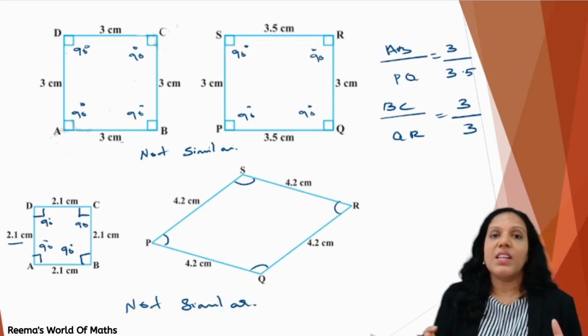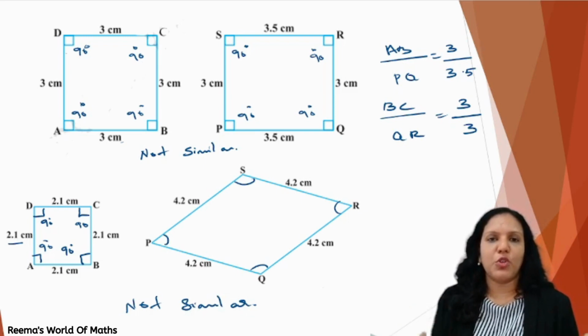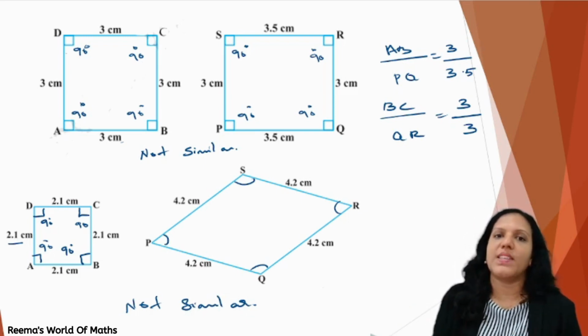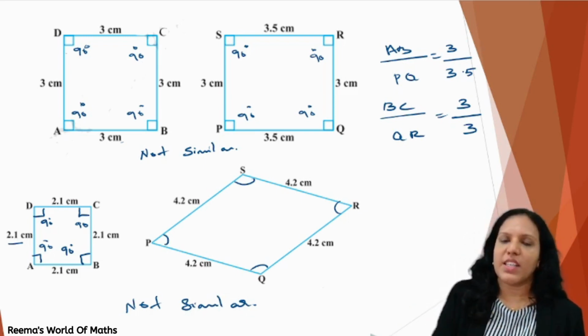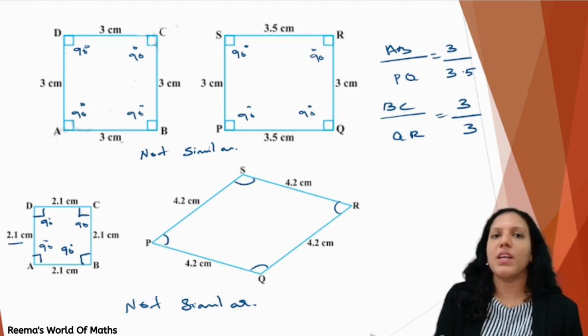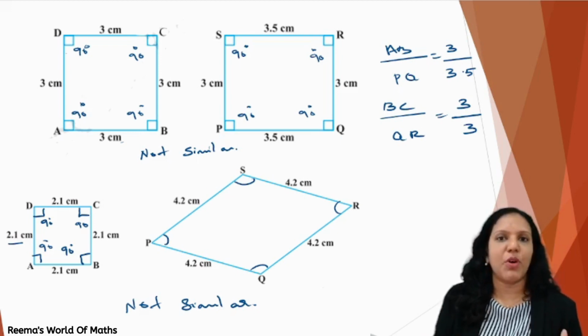So these are the rules for how to see whether two polygons are similar. The corresponding angles need to be equal and the corresponding sides need to be in the same proportion.